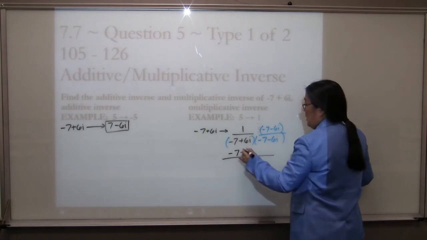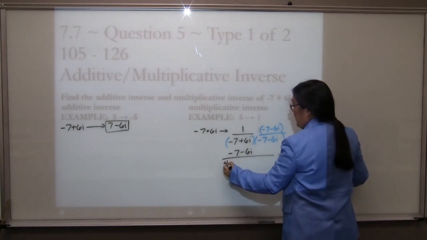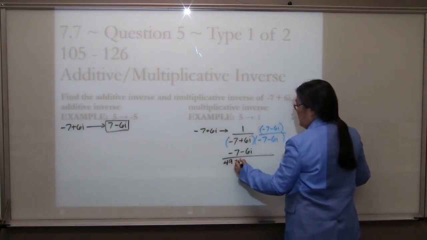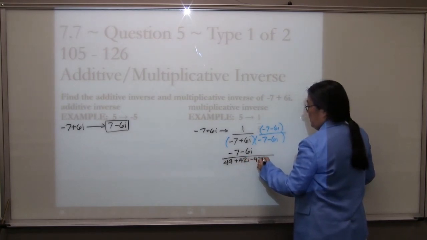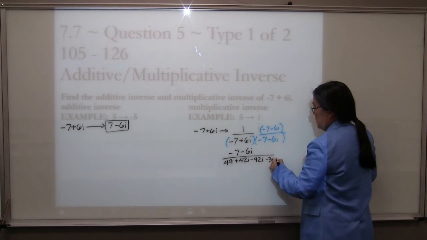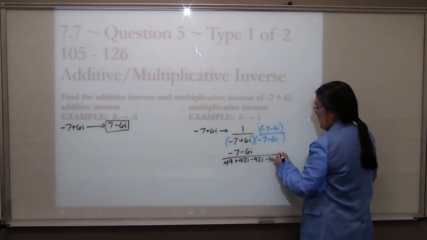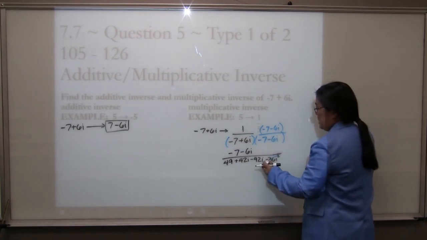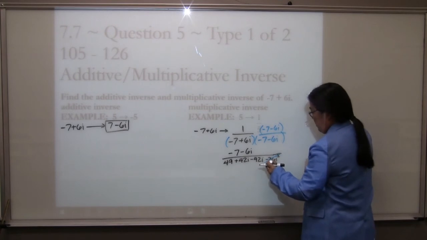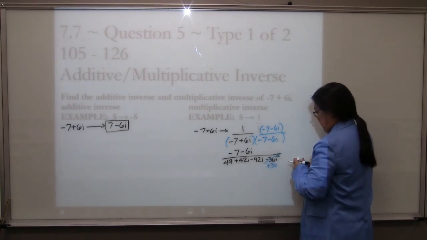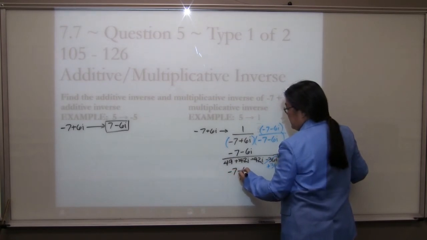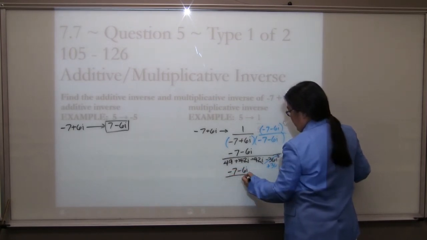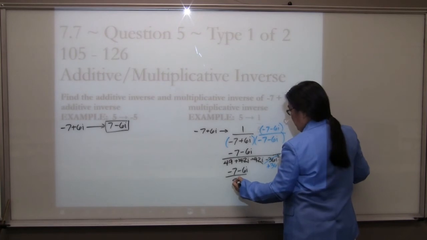This is this year. Foiling out the bottom, we get 49. We get plus 42i. We get minus 42i. We get minus 36i squared. We are extending this vinculum out. Remember, i squared is -1, so this is actually a plus 36. These cancel, and we get -7 minus 6i over 85.